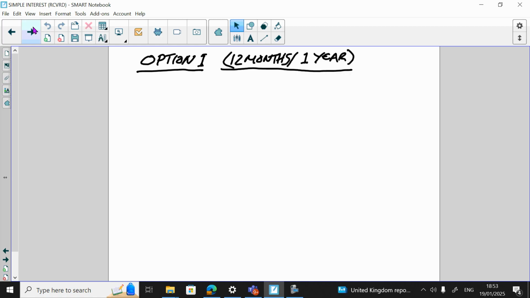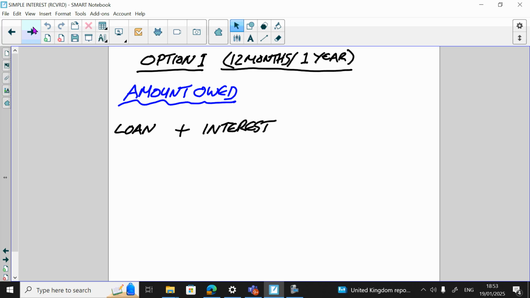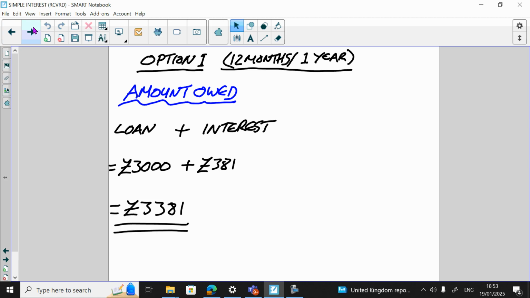I have to put them side by side. So the amount owed was the initial loan plus interest. 3,000, that was the loan. The interest for the first year, which we just worked out, is 381. Add them together, 3,381. So that's the total amount owed, but it's a 12-month option.